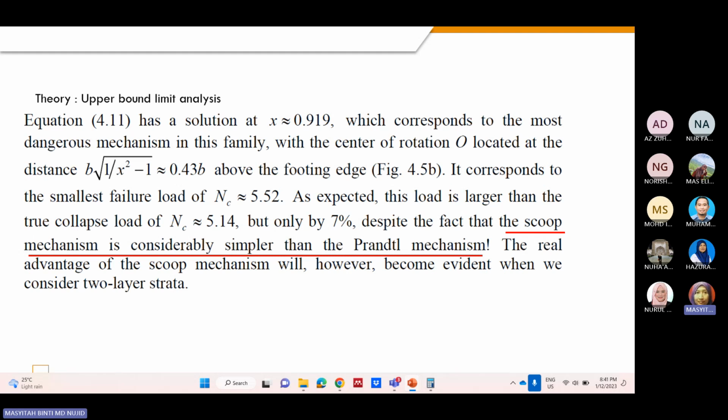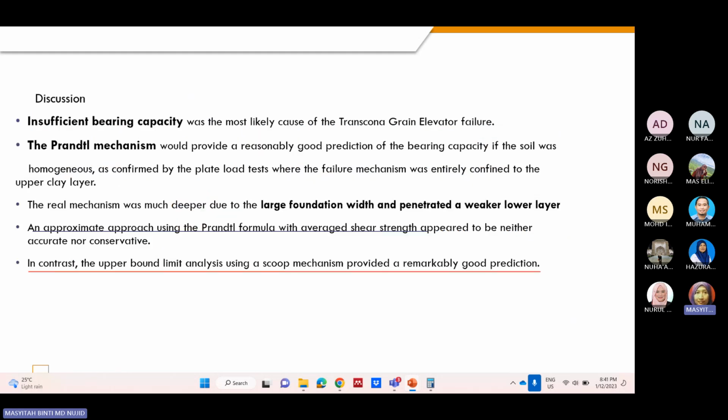I mean, for applications to a single layer, it is not very significant. But if the problem we analyse is a single layer of soil, you can see how good the rigid scope mechanism is compared to the first failure mechanism.